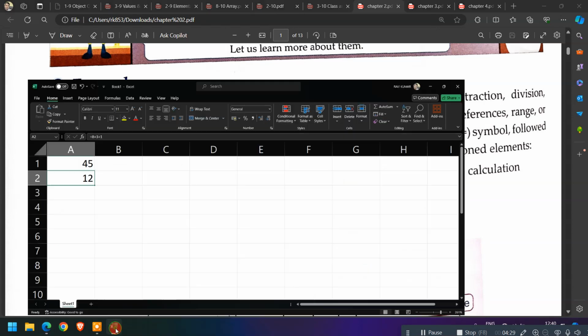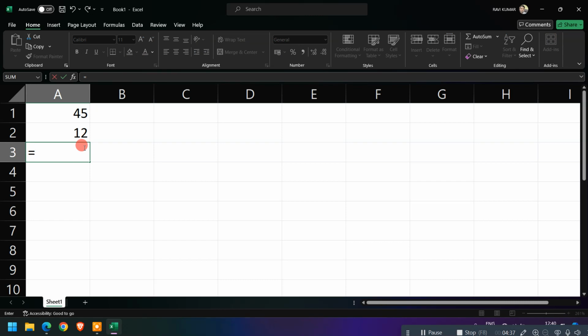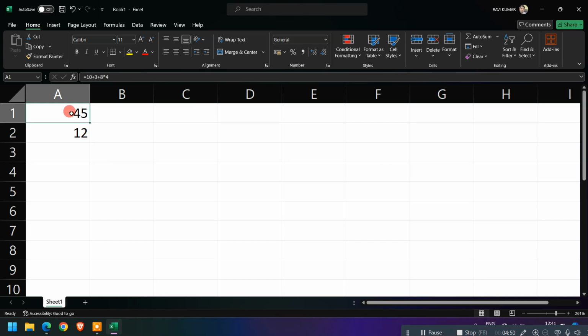Suppose I want to add 45 and 12. We will write it with cell references. The cell reference is the address of a cell, so we need to get the address of 45. First we write the column name and then the row name. The column name is A and the row name is 1. For 12, the column name is A and the row name is 2.